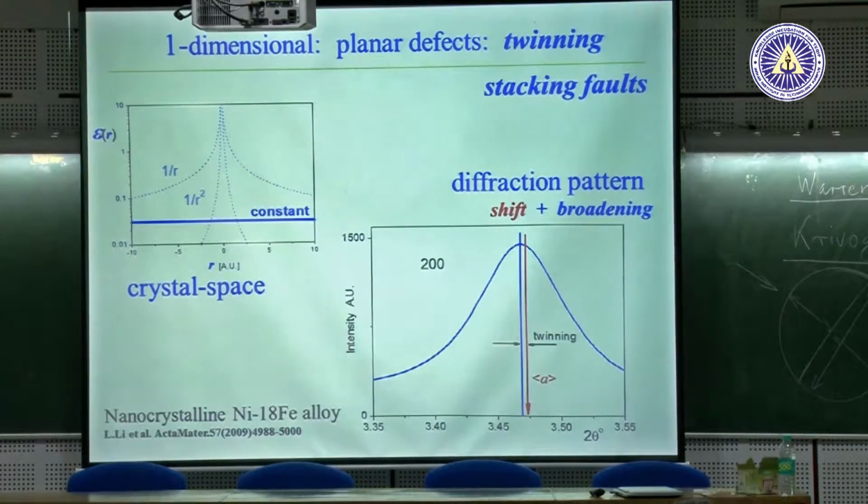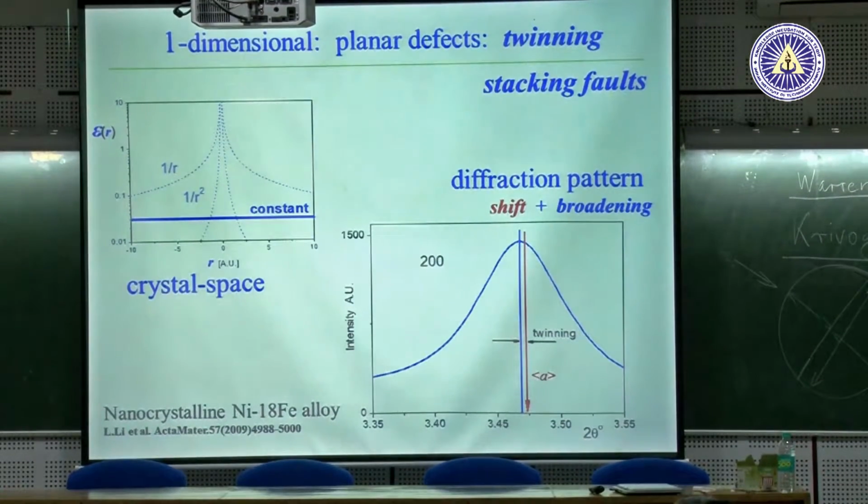And if you have twinning, you can see the peak shift. Okay? And peak shift means constant strain. This was nanocrystalline nickel iron measured at synchrotron. Well, you can do the measurement in the home laboratory. But here, in these measurements, the diffuse scattering was also very clearly seen because the intensity was so good.